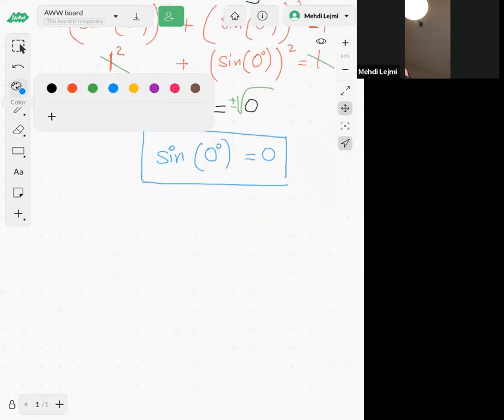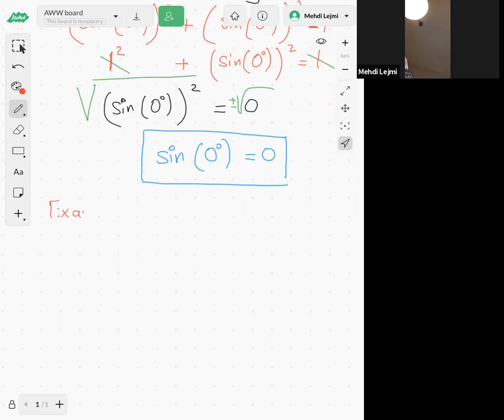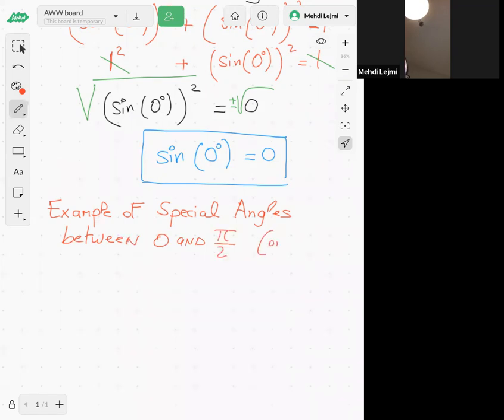As I said, we're gonna compute cosine and sine for some special angles between 0 and pi/2, or 0 and 90 degrees. So let me give an example of special angles. What do I mean by special angles? Between 0 and pi/2, or 0 and 90 degrees.